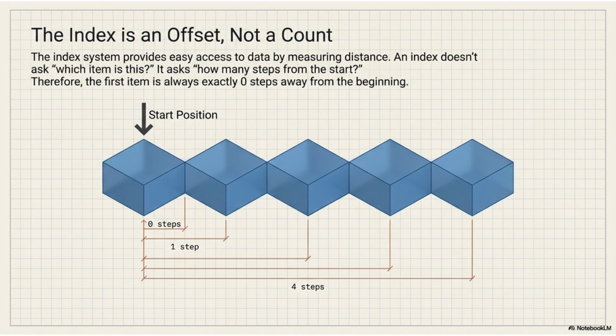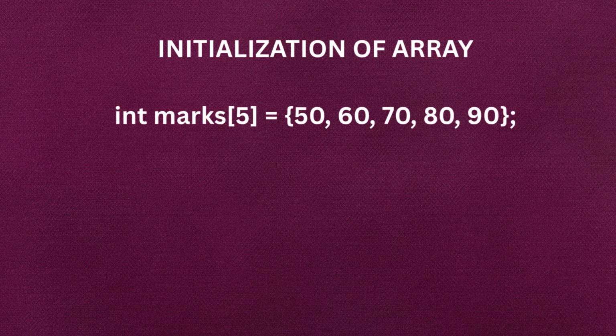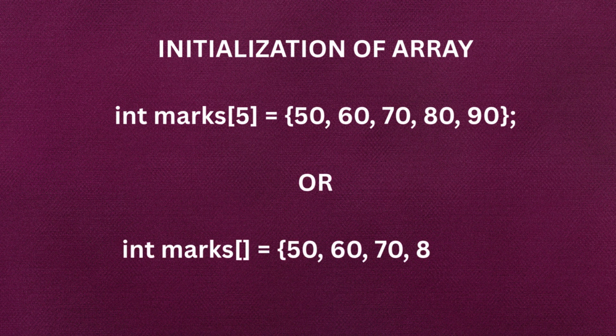Next we see initialization of an array. We can assign values in an array like this. For example, int marks[5] = {...}, where in curly brackets we give the values, or without the size we can also give the values. The compiler automatically calculates the size.